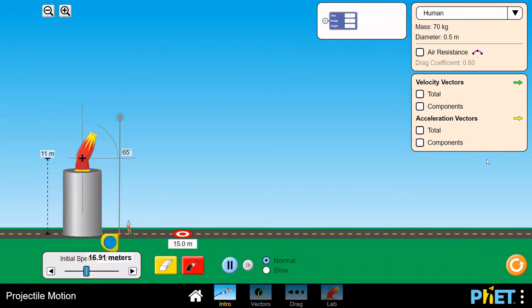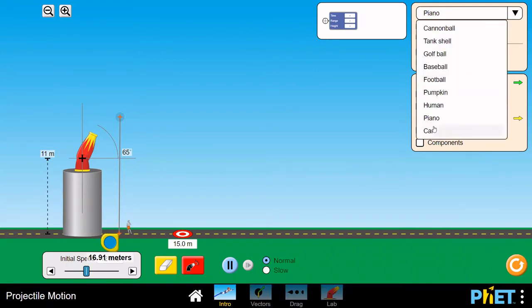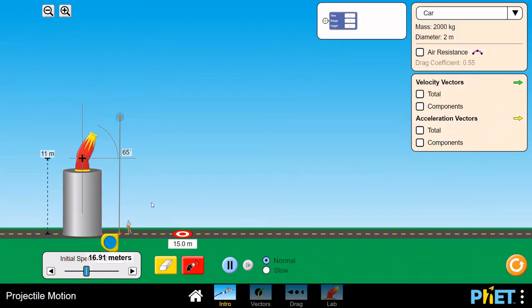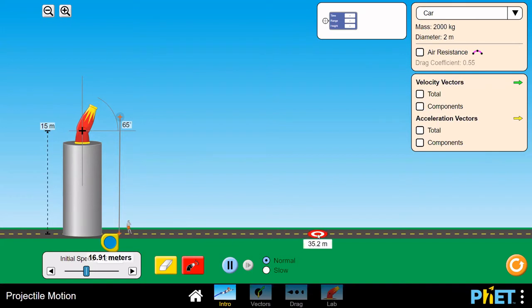Let's pump out another one of these, but this time we'll change the variable that we're solving for, and I think I'd like to launch a piano this time. How about a car? Okay. I will put the pedestal up at 15 meters, a little higher. Let's put the target way out at 50 meters.